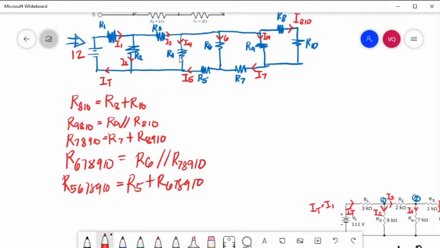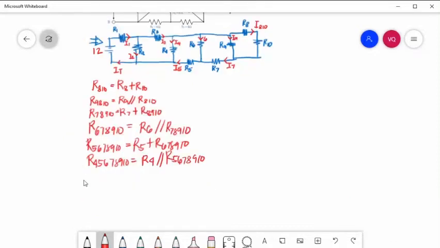Parallel R4. So R4 in parallel with R5, 6, 7, 8, 9, and 10. R3 is in series with R4, 5, 6, 7, 8, 9, 10. So R3 plus R4, 5, 6, 7, 8, 9, and 10, in parallel with R2 and in series with R1.